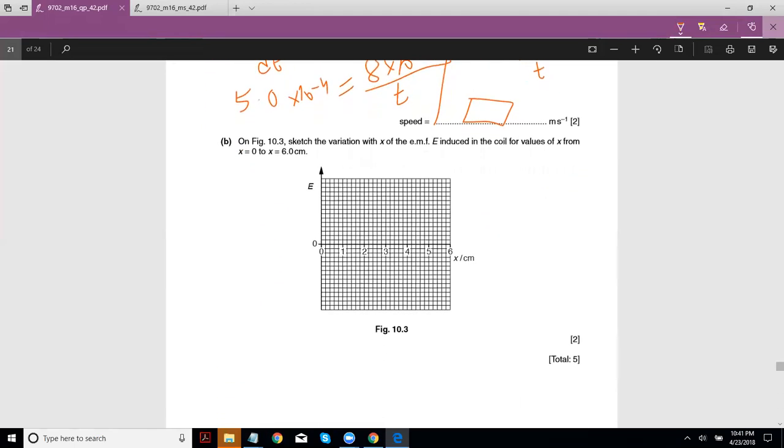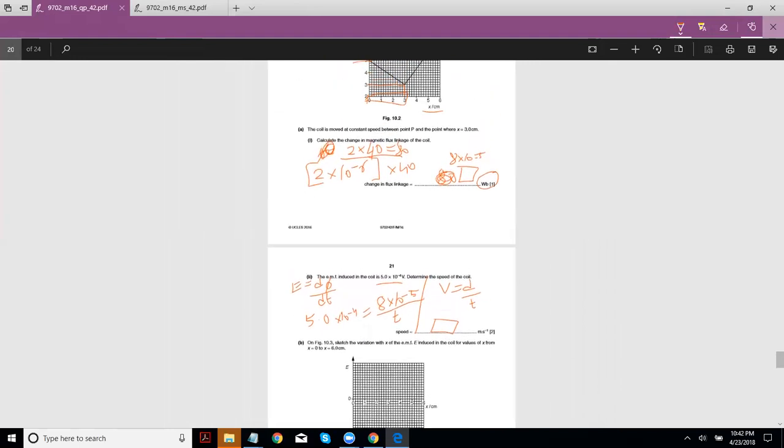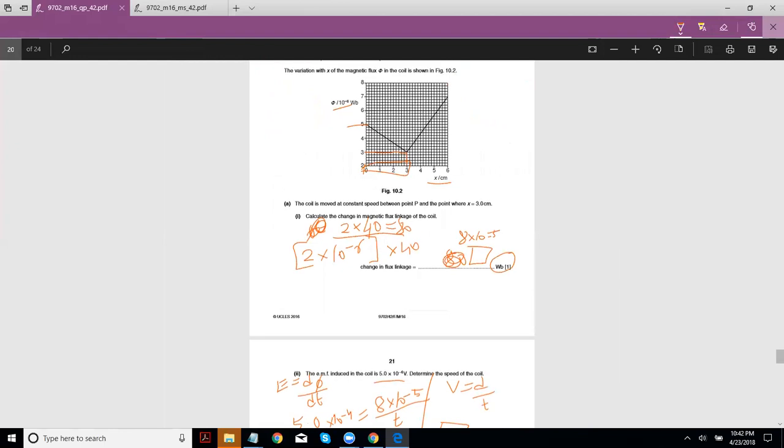Sketch the variation with X of EMF E induced in the coil for values of X from X0 to X6. So for this, it's really useful if you put the above curve in front of you. And you have to look at it in gradients basically, because negative gradient. Yeah, so here I forgot Lenz's law. Lenz's law means minus. So gradient ko dekho and just flip it.